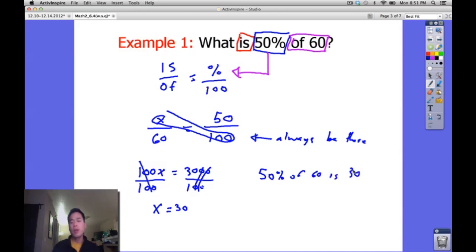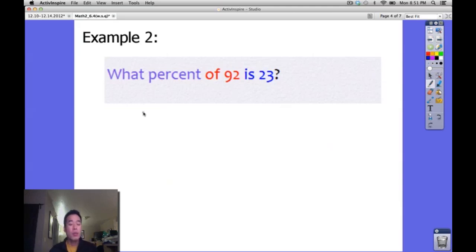And this is over of business is true for 95% of our statements that we're going to be playing with. So we'll see all sorts today. The next one: what percent of 92 is 23? So step one, just go ahead and write it: is over of is equal to percent over 100.